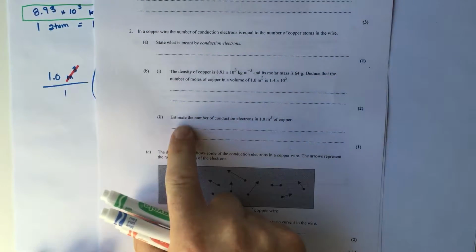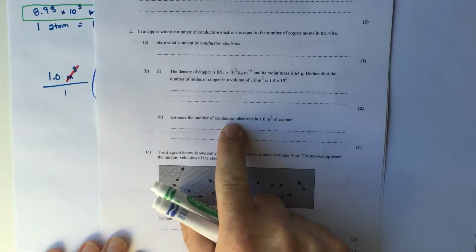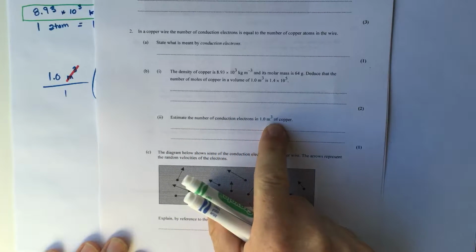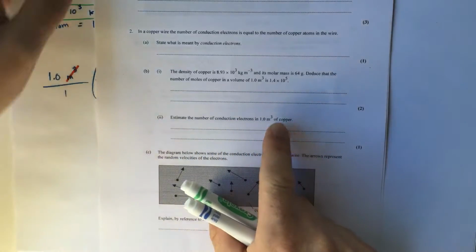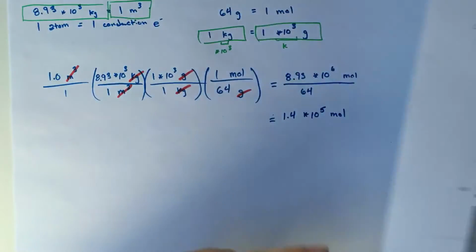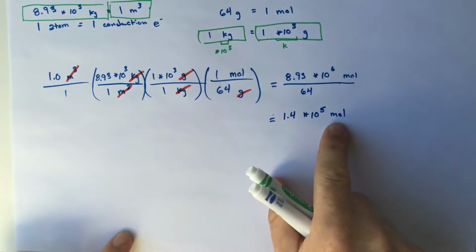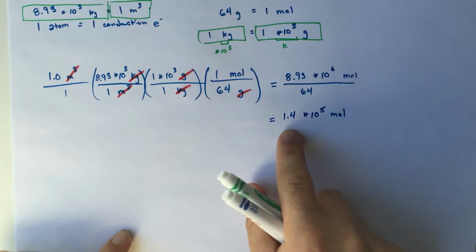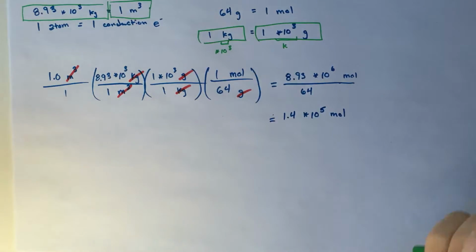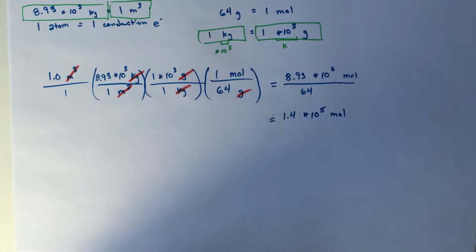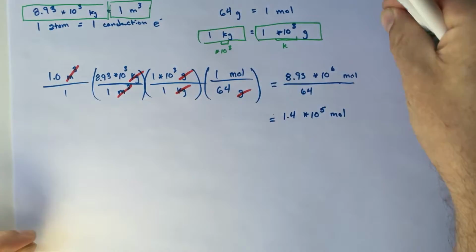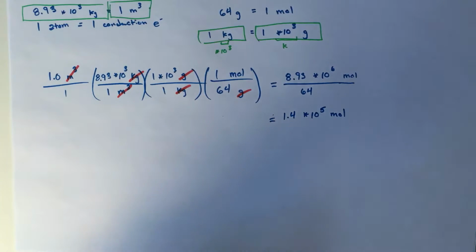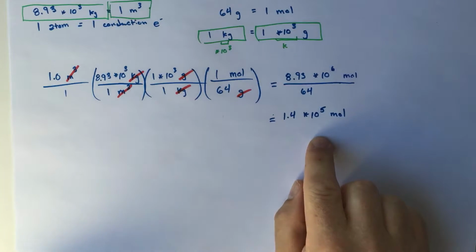2B2 says estimate the number of conduction electrons in 1 cubic meter of copper. All right. Well, we just found the number of moles in 1 cubic meter of copper, but now they're saying how many conduction, how many free electrons would be in 1 cubic meter. I mean, that's a lot of copper. That's a 1 meter by 1 meter by 1 meter tall. How many electrons would be in this?